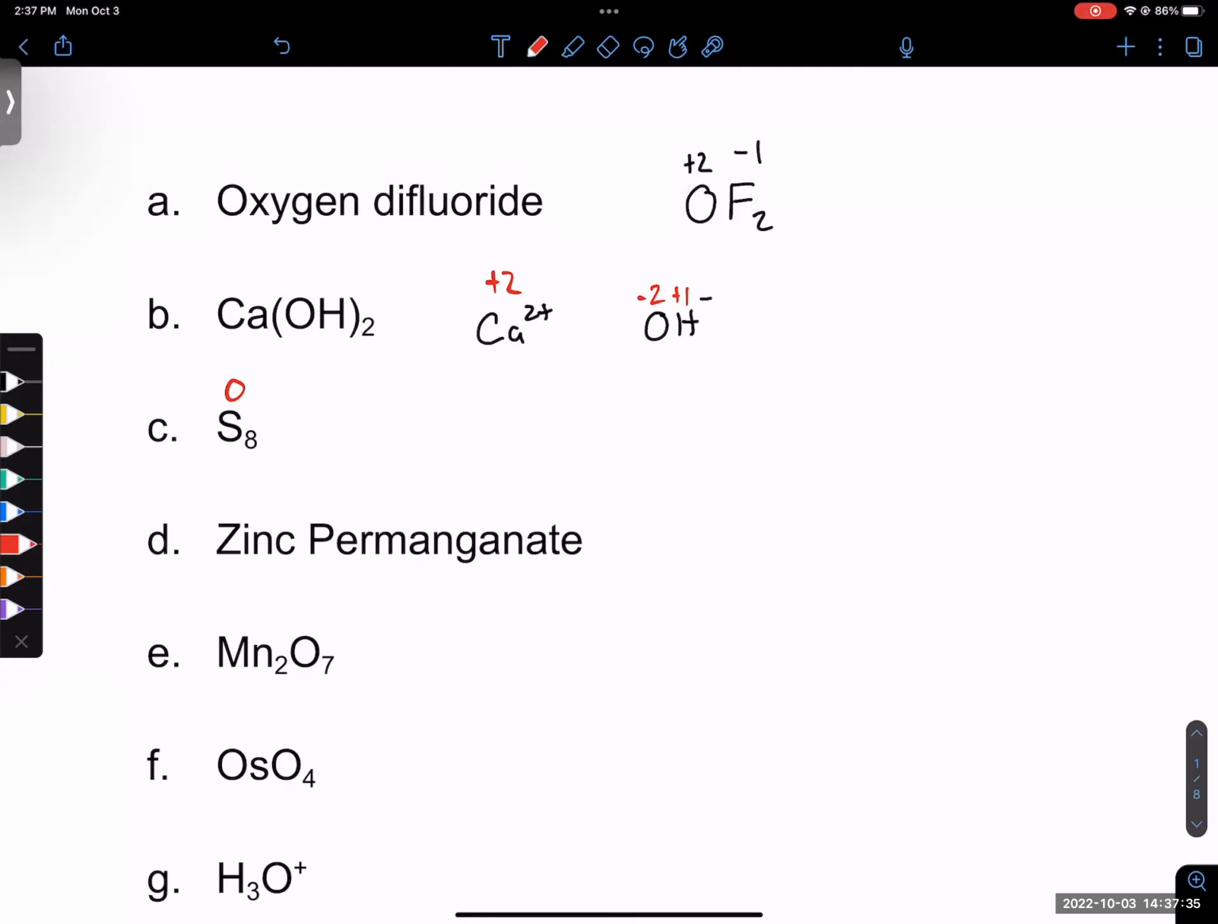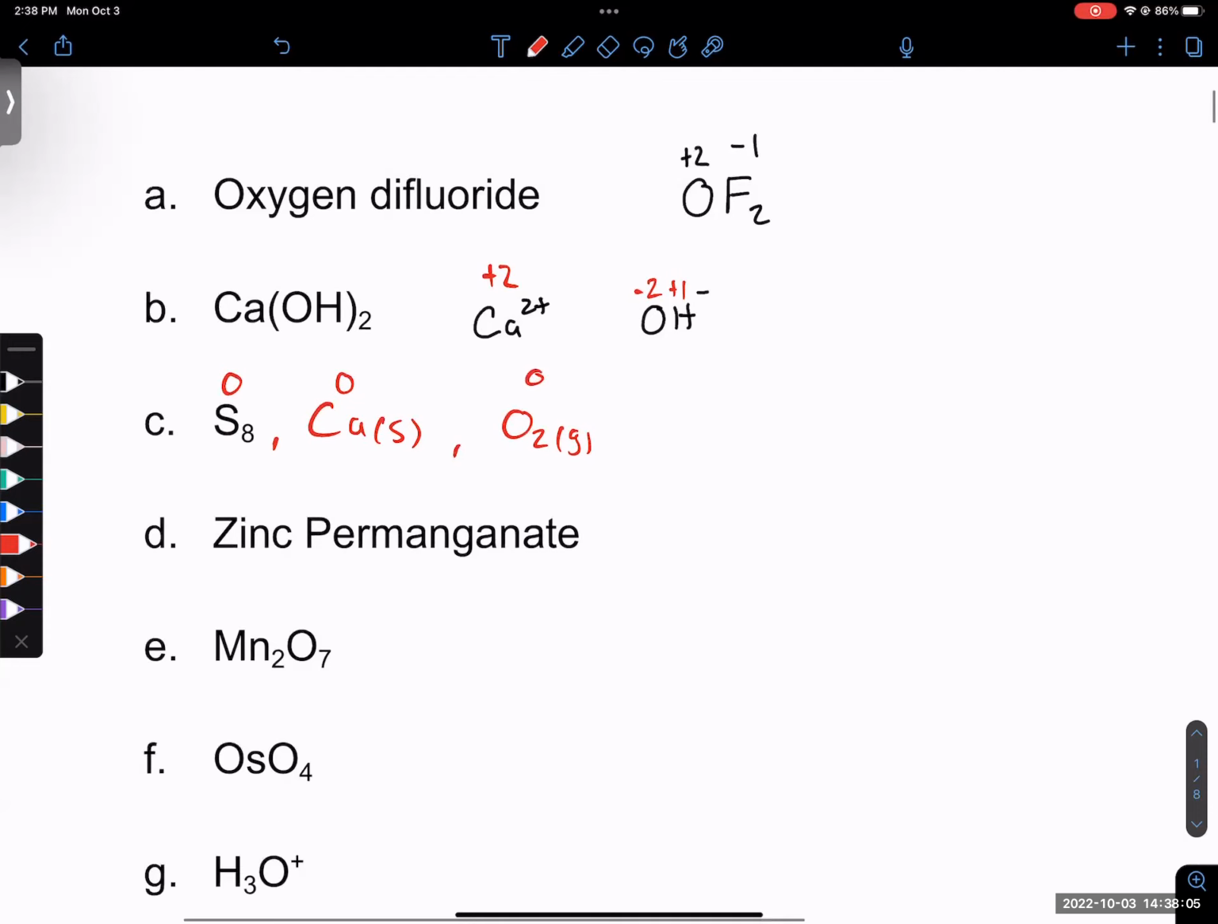Another example would be calcium solid. Just pure calcium metal has an oxidation number of 0. Oxygen gas, O2, naturally occurs. Oxygen is naturally found as O2 gas. Therefore, this has an oxidation number of 0 as well. Those are just a couple of examples. So anything in its natural state is going to have an oxidation number of 0.